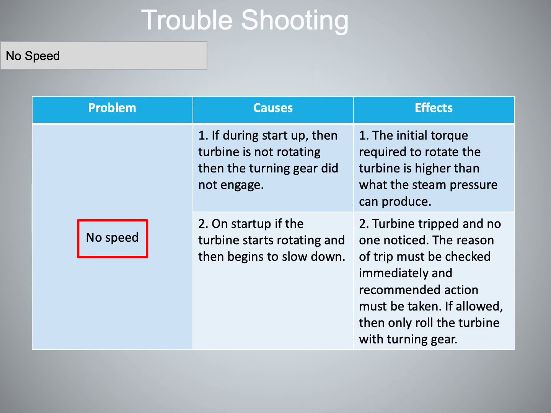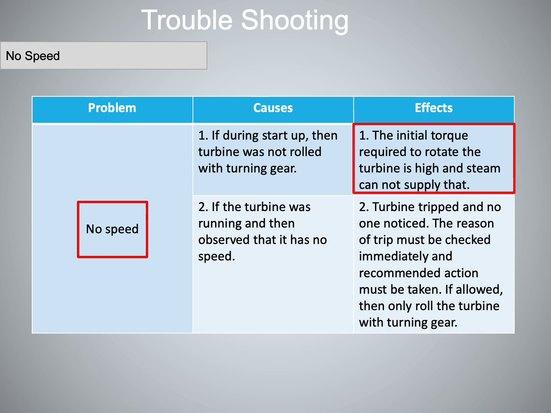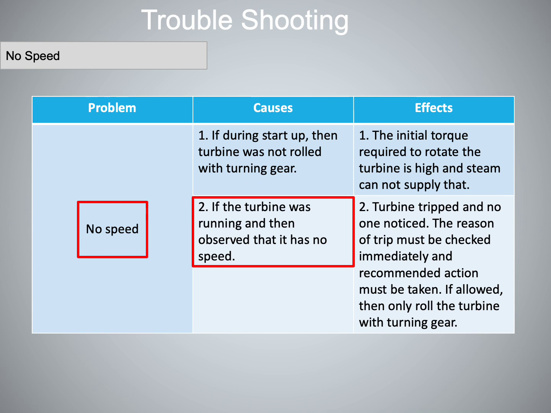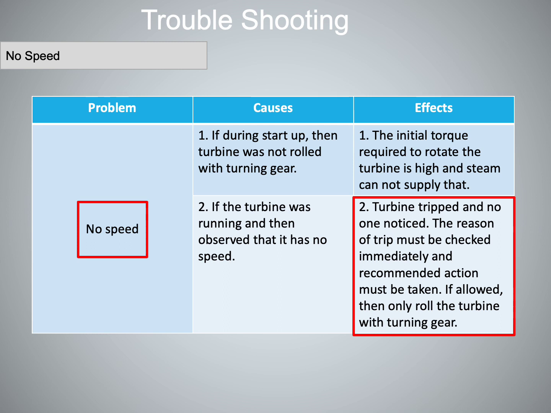No speed. If during startup, then turbine was not rolled with turning gear. The initial torque required to rotate the turbine is high, and steam cannot supply that. If the turbine was running, and then observed that it has no speed, turbine tripped, and no one noticed, the reason of trip must be checked immediately, and recommended action must be taken. If allowed, then only roll the turbine with turning gear.